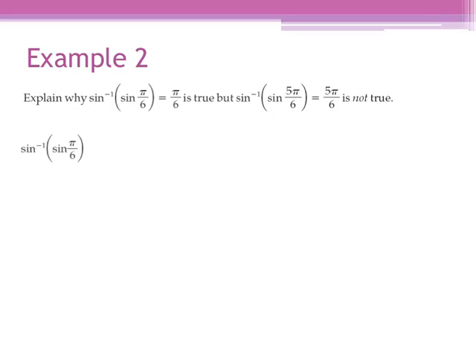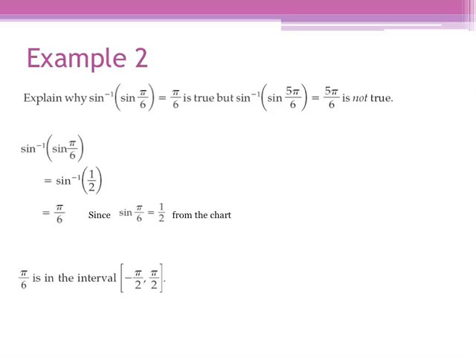We know that sine of pi over 6 is equal to 1/2. So that must mean we are looking at sine inverse of 1/2. Well, sine inverse of 1/2 has to equal pi over 6. And pi over 6 is in the interval between negative pi over 2 and pi over 2. Okay, so that one checks out. So that one is true.